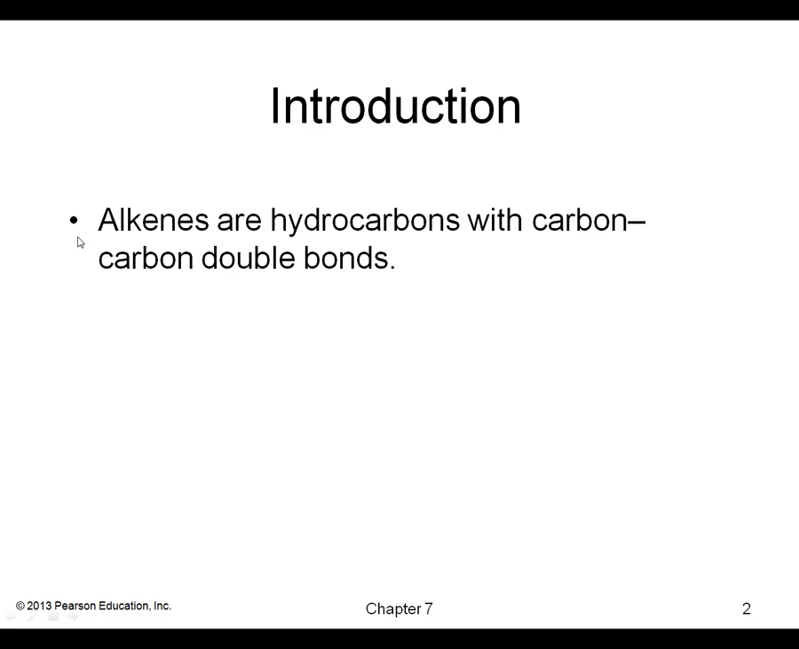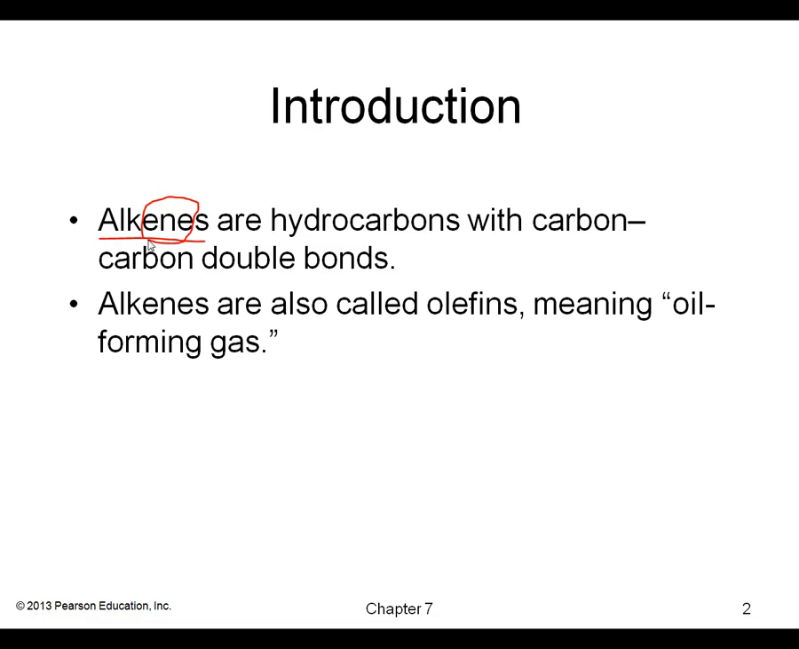So before doing so, let's talk about the structure and what alkenes are. Alkenes are hydrocarbons with carbon-carbon double bonds. Note the ending ENE as opposed to ANE for alkanes. So alkenes will be a special ending to keep in mind. Alkenes are also called olefins, which means oil-forming gas.